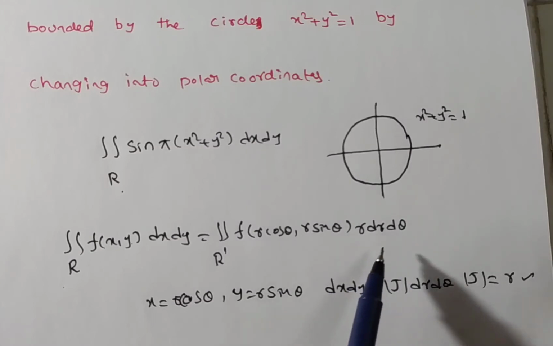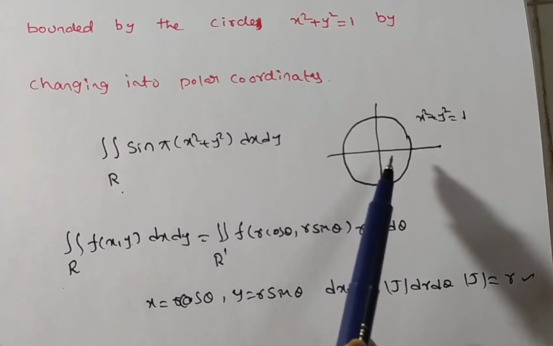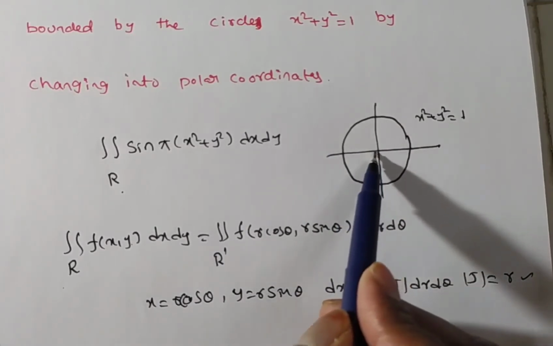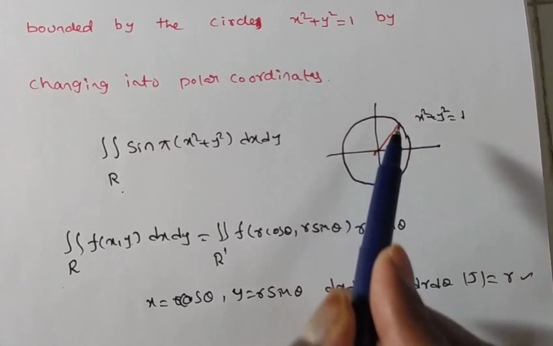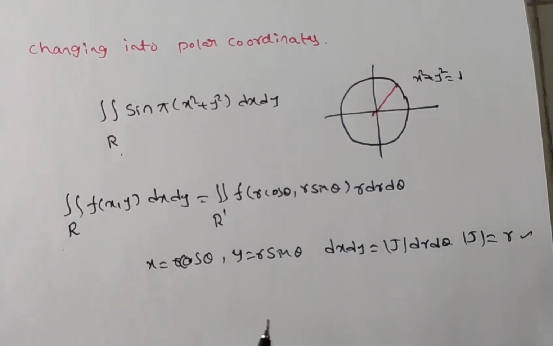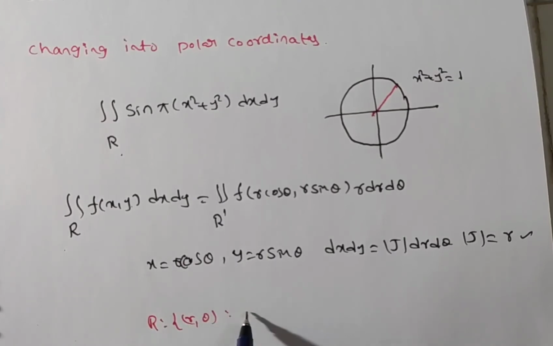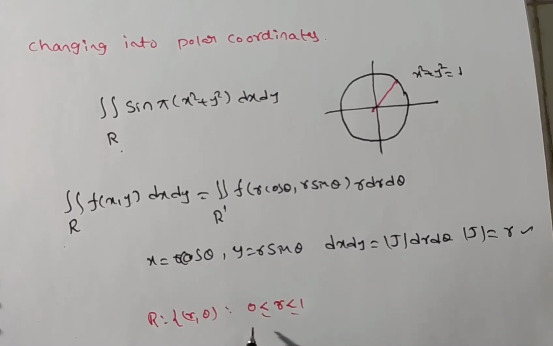Now you see, the given region is a unit circle. Unit circle means the total circle. In the total circle, what is the radius range? Then you can say the region R lies between 0 ≤ r ≤ 1. The r value is from 0 to 1.